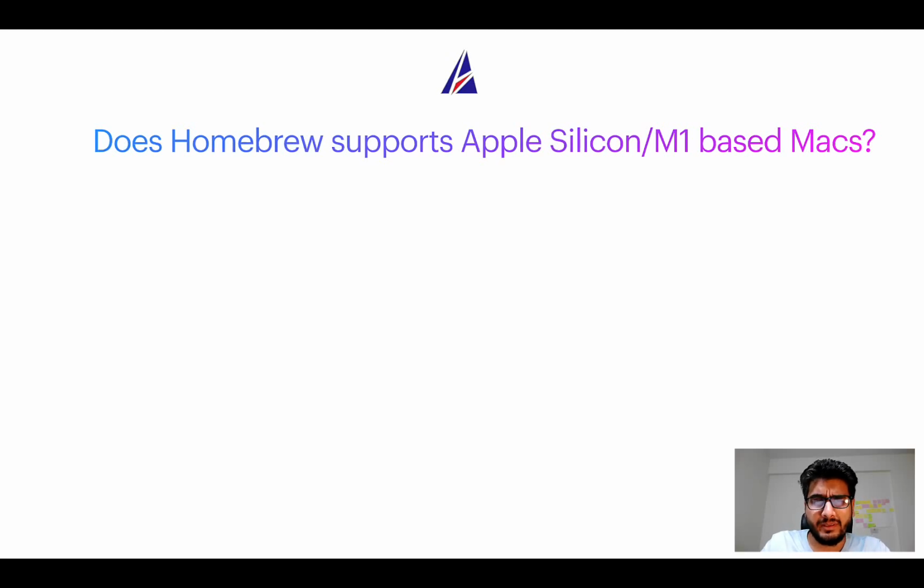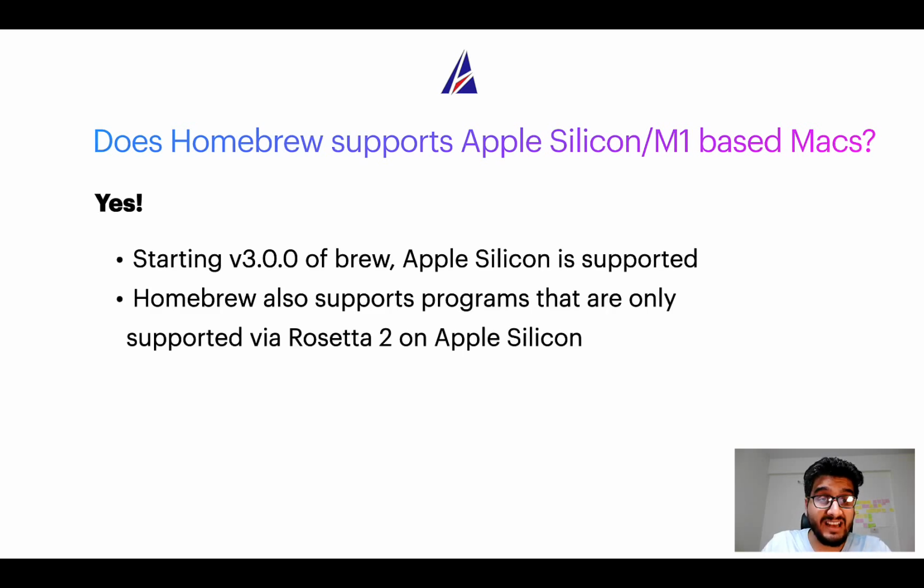Next question. Can you use Homebrew to install programs on Apple Silicon, more popularly known as M1 MacBooks? Again, yes. Starting version 3.0 of Brew, Apple Silicon is supported on Homebrew. In fact, Homebrew also supports programs that are at the moment only supported via Rosetta 2 on Apple Silicon.